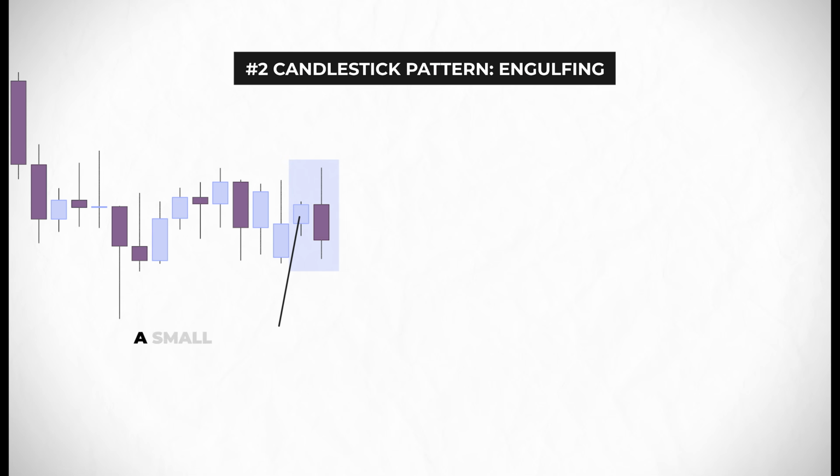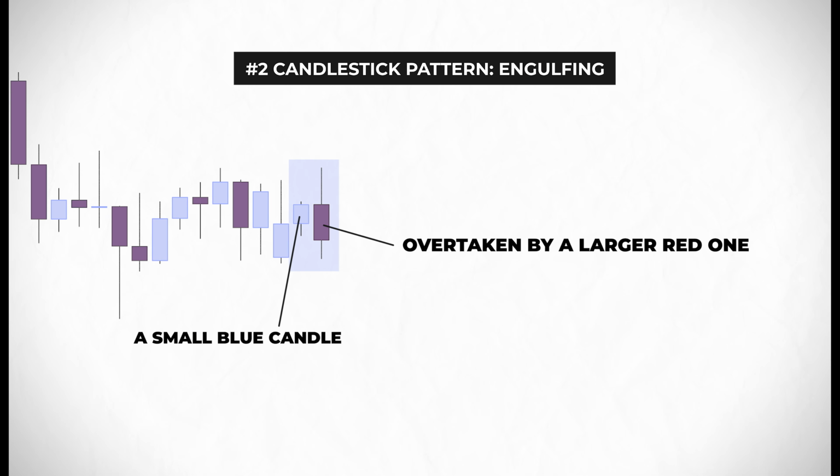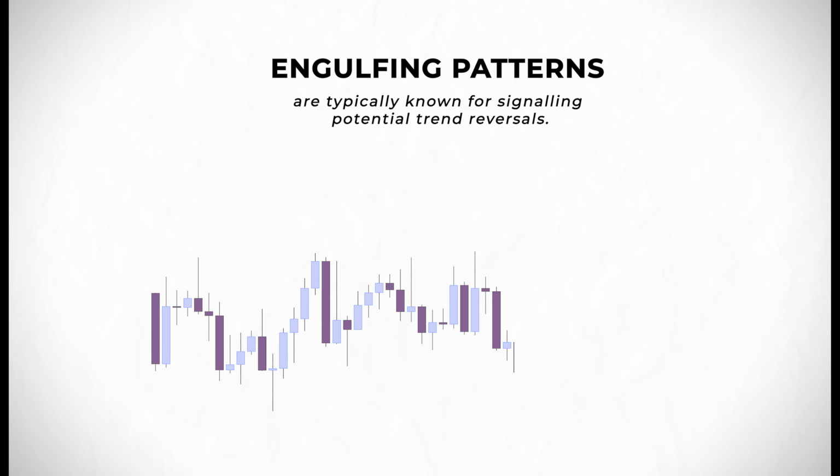On the other hand, a bearish engulfing pattern features a small green candle, which is the first one, overtaken by a large red one, which is the second candle of this formation, symbolizing a change from buying to selling pressure and even potentially marking the start of a downward trend. So engulfing patterns are typically known for signaling potential trend reversals.